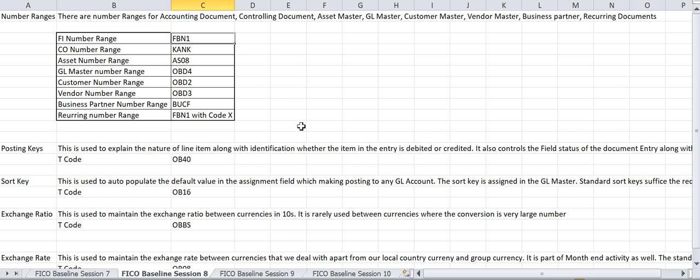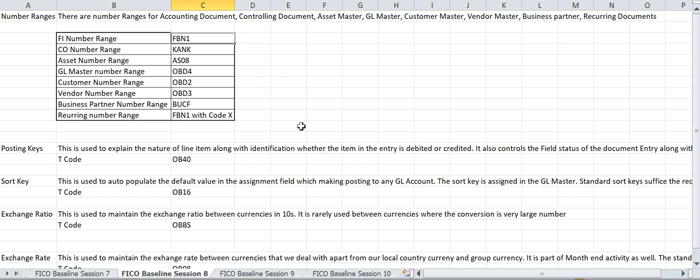So what is a posting key? Whenever we post any entry, whenever we create any journal entry, then we have one line as debit and another line as credit. Alternatively, we can have multiple lines on the debit side and multiple lines on the credit side. So the posting key is nothing but a 2-digit code which explains whether a particular line is debited or credited.